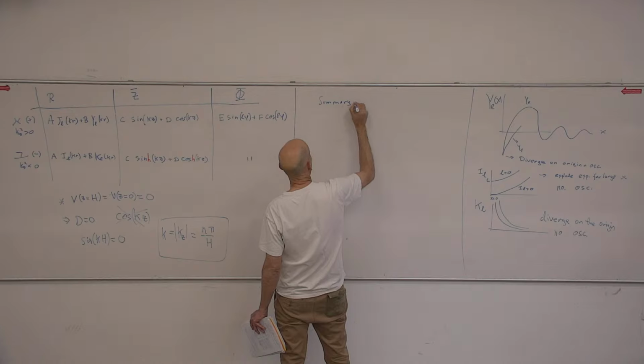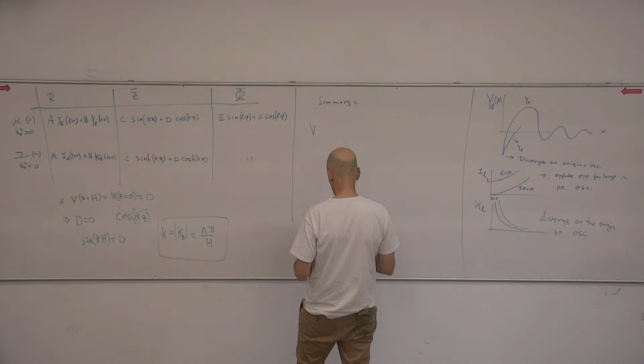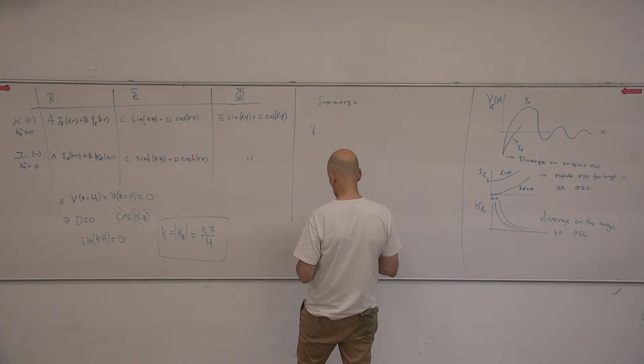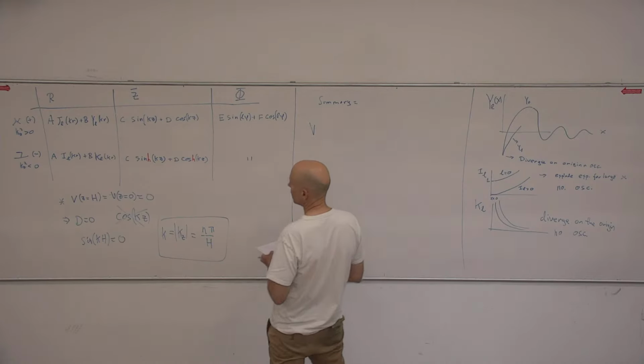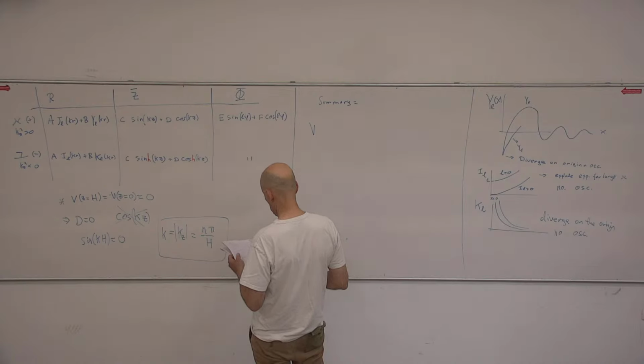Summary. We have V. Wait, did I mess up? It's supposed to be the modified Bessel function. Where did I mess up?